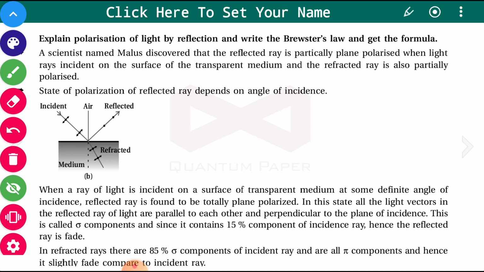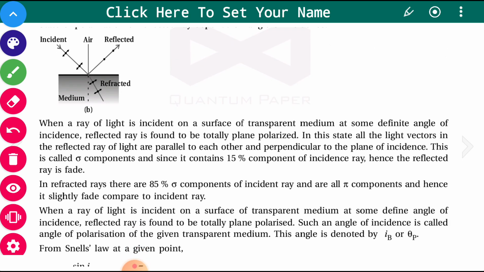When a ray of light is incident on the surface of a transparent medium at some definite angle of incidence, the reflected ray is found to be totally plane polarized. As I have explained, if you have a particular angle of incidence here, then this reflected ray becomes completely plane polarized. Now see, in this state, all the light vectors in the reflected ray of light are parallel to each other and perpendicular to the plane of incidence.